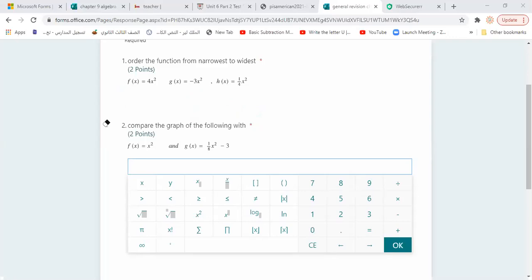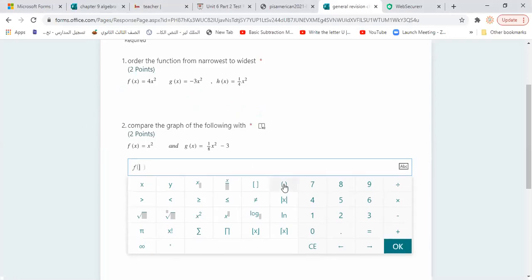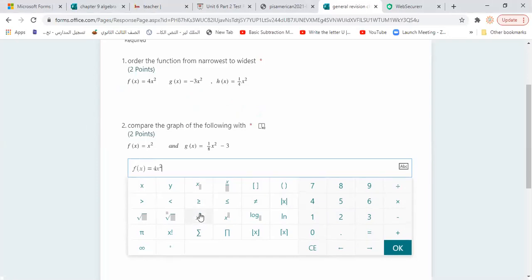Now, how are we going to enter the answer in the quiz? You will write normally. I want to write F, so press F on your keyboard, then open a parenthesis, and then put x equal 4x to the power of 2. So this is the first one, and then leave a space.